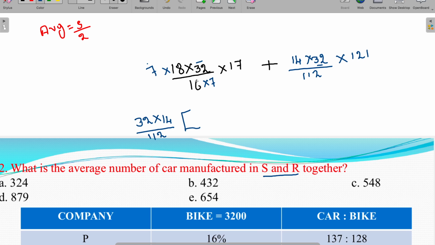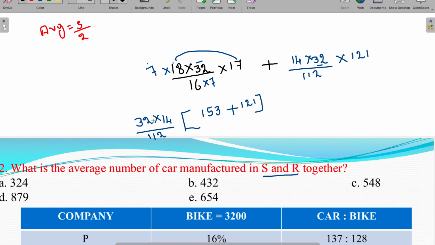Here 16 into 7. 7 and 14, here the common first I will explain. Here 2 I will take, 7 into 2, 14. 14 common, 32 common. Remaining, if I take 2 common, 9 into 17, not 32, because 32 I am taking common. 9 into 17, 17 nines, that will be 153. Plus here it is common, means 121. You can add it directly, but here I am explaining to you.